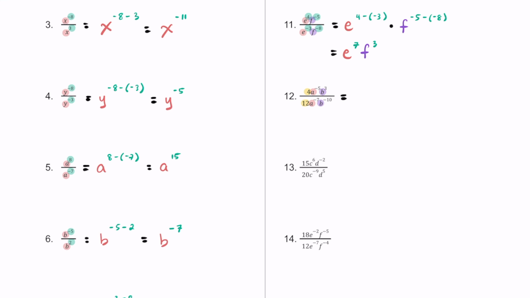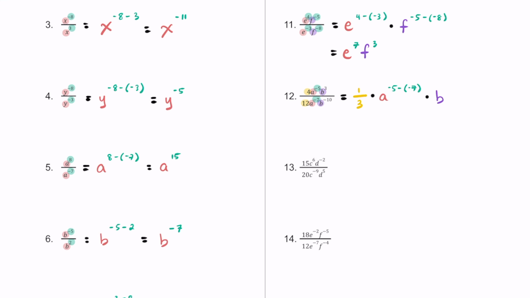So 4 and 12, their GCF is 4. So dividing 4 by 4, we get 1, and then dividing 12 by 4, we're going to get 3. So we're going to get 1/3 as our simplified coefficient. And then we're going to multiply this by a raised to the what power? Well, that's going to be using the quotient rule. So we have negative 5 take away negative 7. So I'm going to write it as negative 5 take away a negative 7, just like that. And then let's multiply this by b.